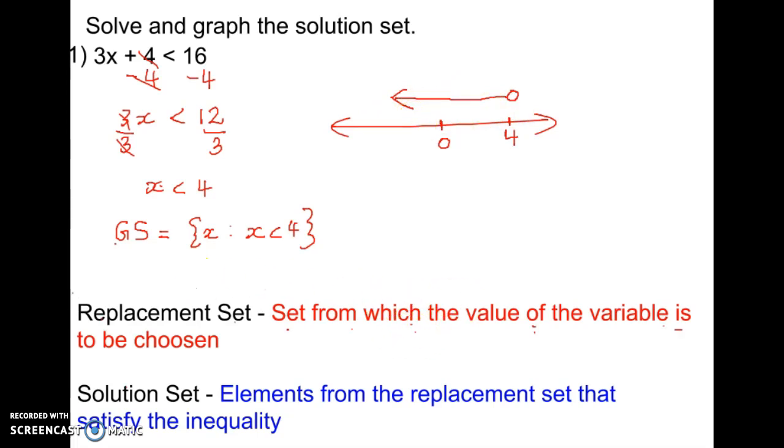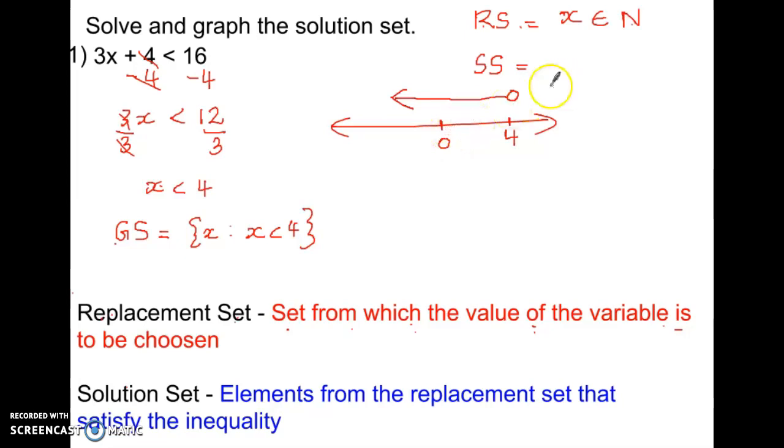Sometimes you have a restriction on the domain. That means you don't need to give me all the solutions. You just have to give me solutions that satisfy certain conditions. That set is called the replacement set. I'm just going to use the letters RS. For example, I could have a condition on the domain and call the replacement set the set of natural numbers. So x has to be in the set of natural numbers. Then your solution set, I'm just going to put SS for solution set, from this general solution, I'm only going to take the set of natural numbers.